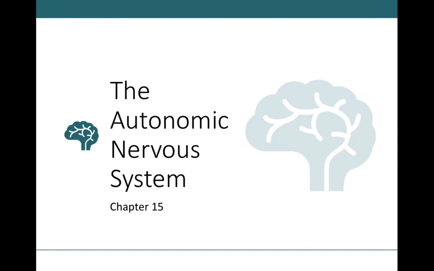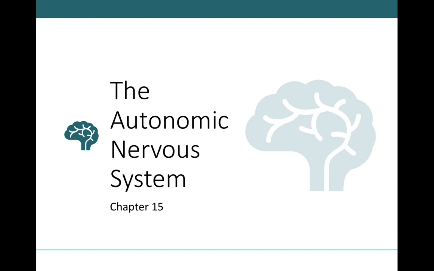Now, Chapter 15 is one of my favorite chapters because in Chapter 15 we're going to talk about the autonomic nervous system, which is our involuntary nervous system. The autonomic nervous system controls all of the involuntary actions that our bodies do. Any involuntary muscle actions or glandular secretions are going to be regulated by the autonomic nervous system.